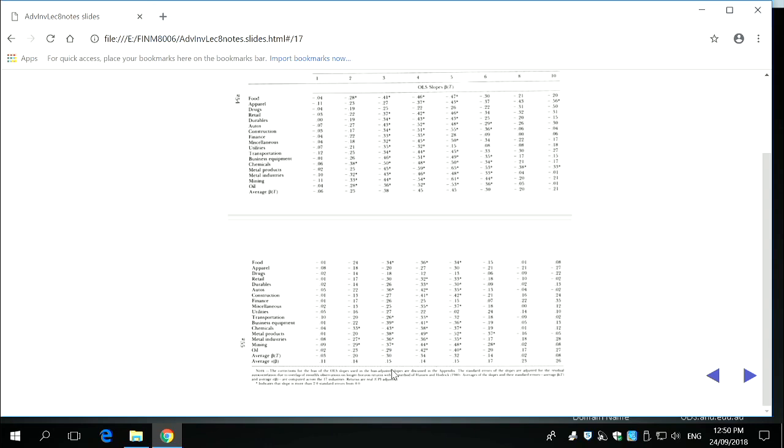And what's the t statistic? The average standard deviation is 0.15. So the average t is about negative 2, right? 0.3 divided by 0.15. So that's just negative 2, and that's significant.